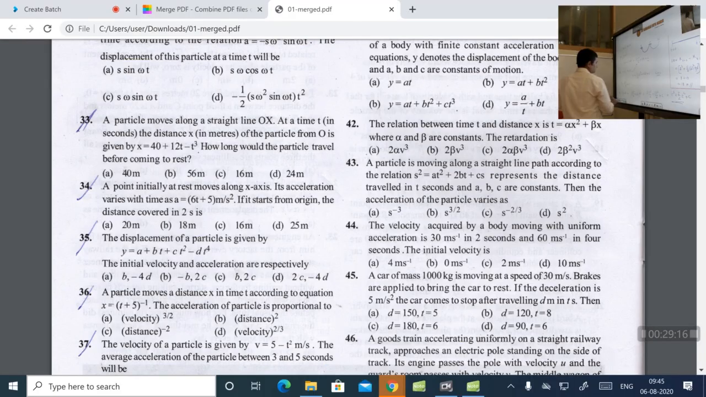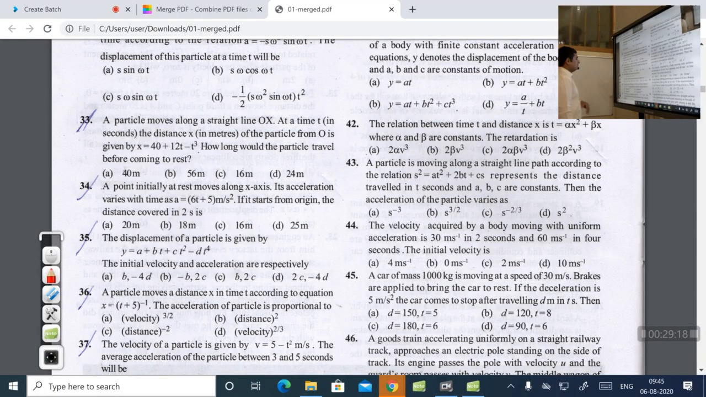Okay, students. Next one, 35. The displacement of a particle is given by y is equal to a plus bt plus ct square minus dt power 4. The initial velocity and acceleration are respectively. So here also you can easily calculate, just differentiate these two equations.